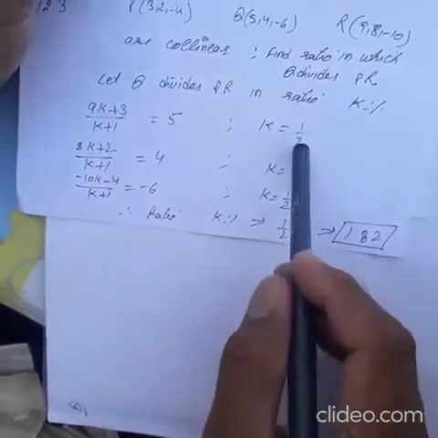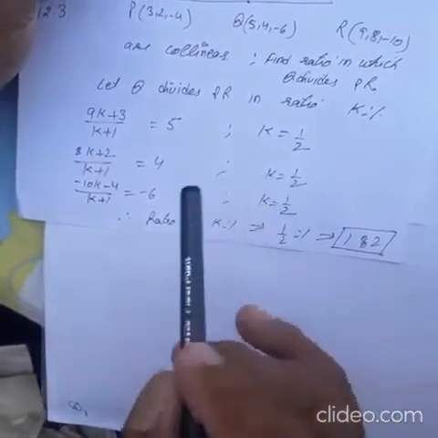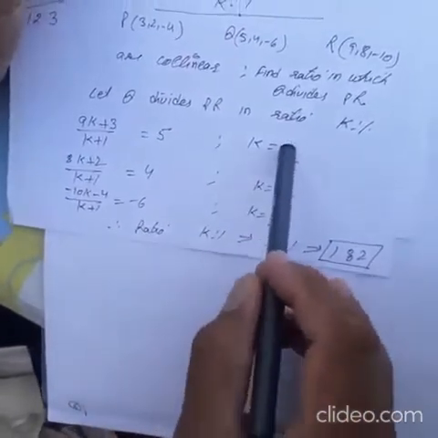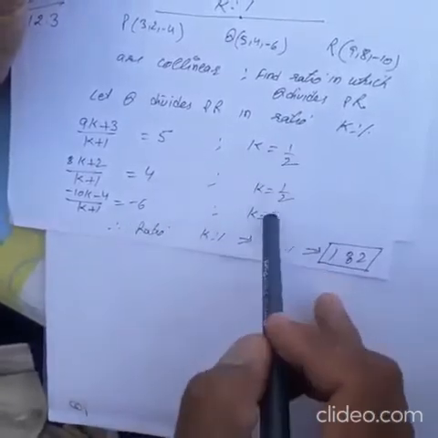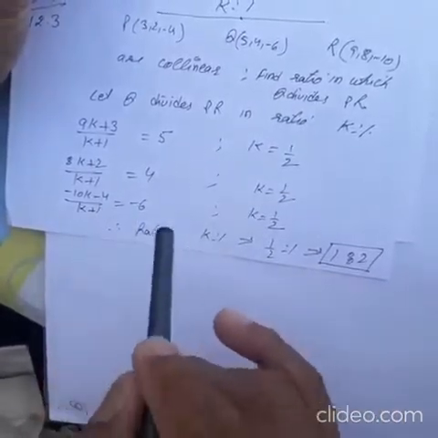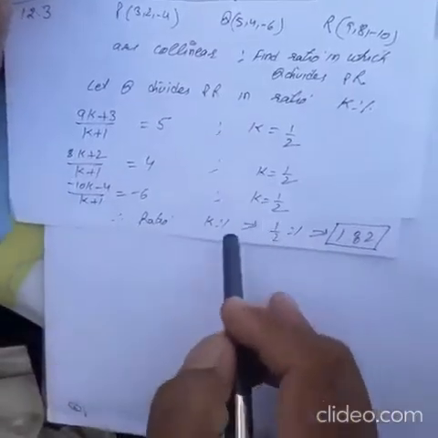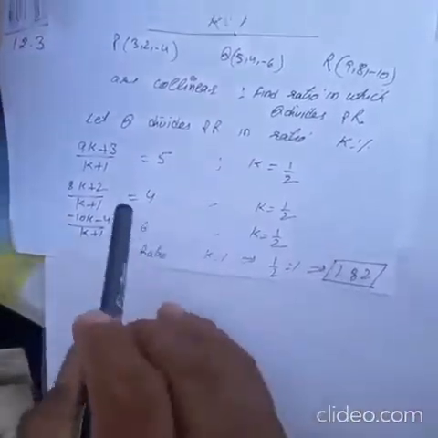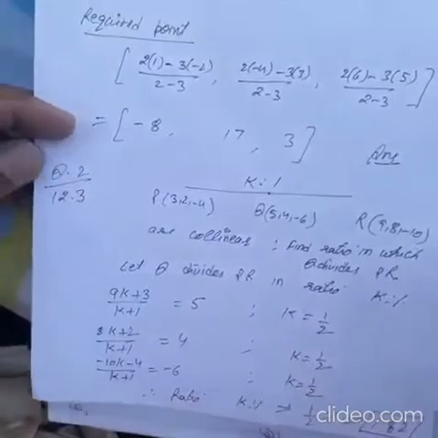If we have the same value of k, then points will be collinear. If values of k are not equal in all the 3 cases, then the points will be non-collinear. So ratio is 1:2 and the points are collinear. So I hope it is clear.